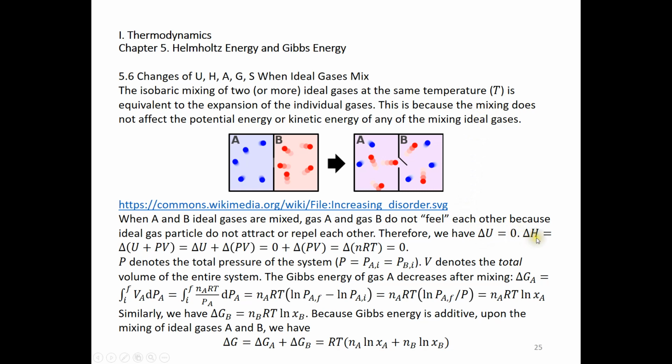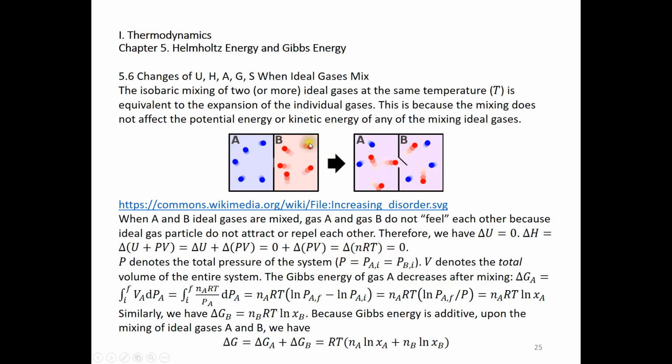Delta H is also 0 because H is U plus PV, and delta U is 0. We have proven this: delta PV is delta nRT, so delta nRT is 0. Again, it may be a little confusing. When we say PVT, we are referring to the entire system. So if this is 1 bar, this is 1 bar, we say the whole system has a 1 bar pressure. After mixing, it's still 1 bar.